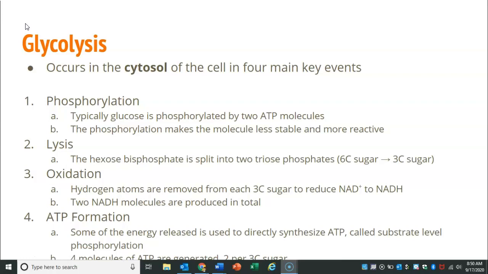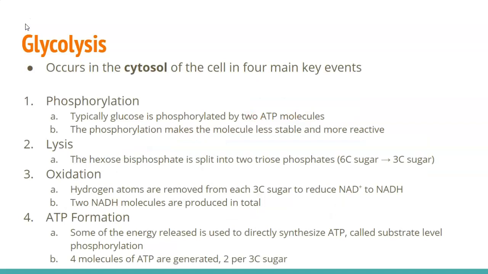And then ATP formation. Some ATP is produced during glycolysis, not a lot, but some of it. There we go, now you can see the bottom. So some is released. You end up with 4 molecules of ATP, 2 per 3C sugar. So 4 molecules total, 2 per 3C sugar. Now, remember that you needed 2 ATP molecules to start this. So even though you make 4, you really only have a net gain of 2. Not super helpful when you're trying to make a whole bunch of energy.